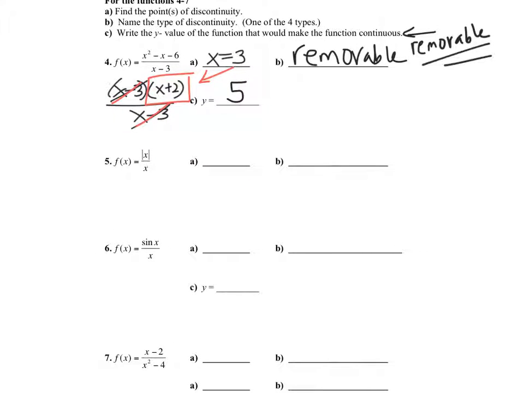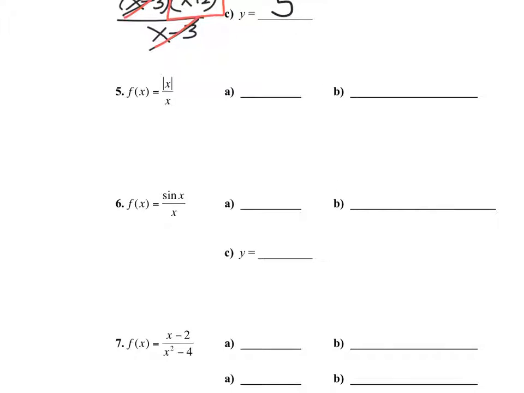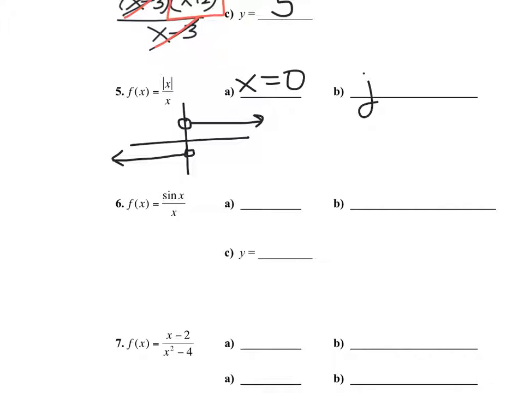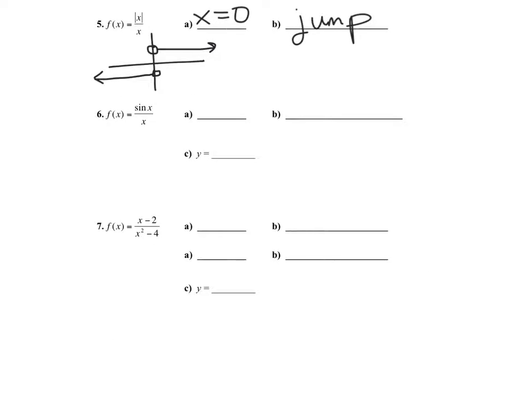Okay, number 5. Do you remember what this one looked like? This one's fun. So what's our point of discontinuity here? 0. You're right. X equals 0. So 0 is our point of discontinuity. When you graph this on your calculator, it looks like this. And then you know what it does? It jumps up to here. Oh, I wonder what kind of discontinuity that is. It's a jump. There you go. And you can't make it continuous there by filling in a number for y. You just can't.